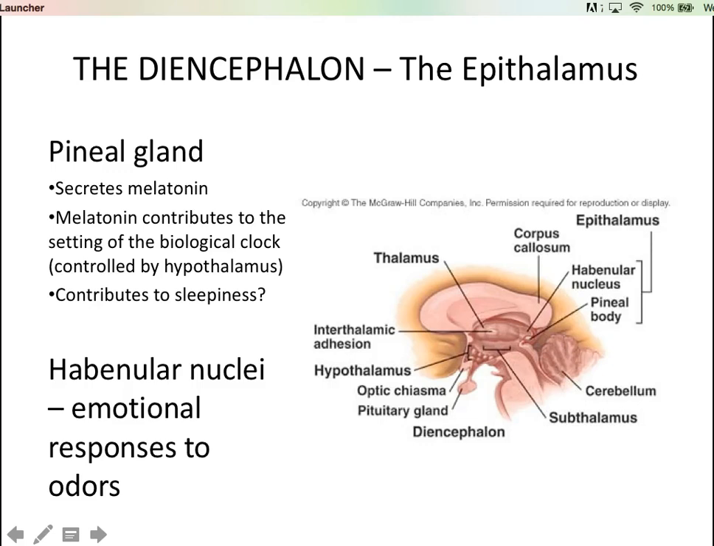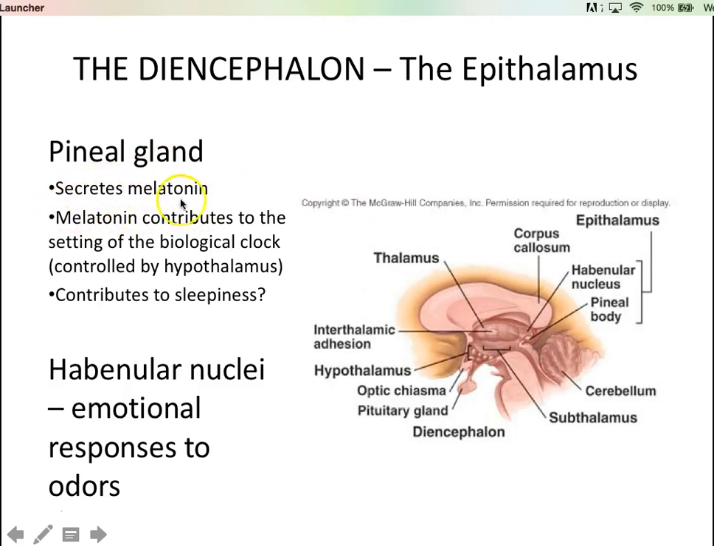So we have what's known as the diencephalon, or the epithalamus. It consists of two different areas here, the pineal gland and then something called the habenular nuclei. You can see that right in here. We'll learn about the pineal body, or at least see it in lab. But you should also be aware that there's this other thing called the habenular nucleus. It's all part of this larger structure called the epithalamus.